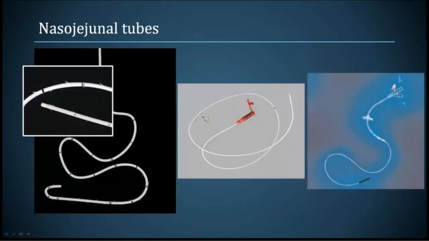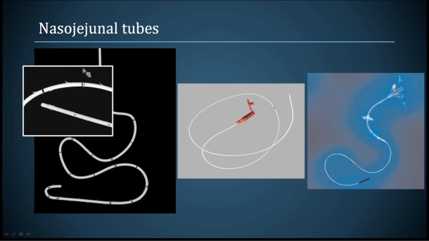Nasojejunal tubes always cause some groans because these can be kind of annoying to do. There have been a lot of different approaches to do this, and I think they've gotten easier over the years. This tube is kind of neat. I don't know if we have it available here. It's a self-advancing nasojejunal tube, called the tiger tube. If you zoom in on them, it has these little cilia-like flanges on the side of the tube.